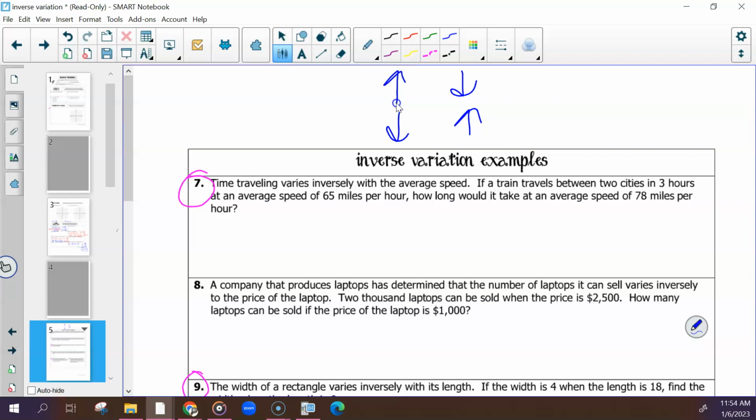Whatever they are, they're opposite. So they're not going up and down together, basically. With these examples, whatever comes first is still your y, so that part has not changed. And then whatever comes after is still your x. Here it'll say words like varies inversely, inversely proportional, things like that. Also label them or write it off to the side what each thing means. So your y would be your time, x would be your average speed.